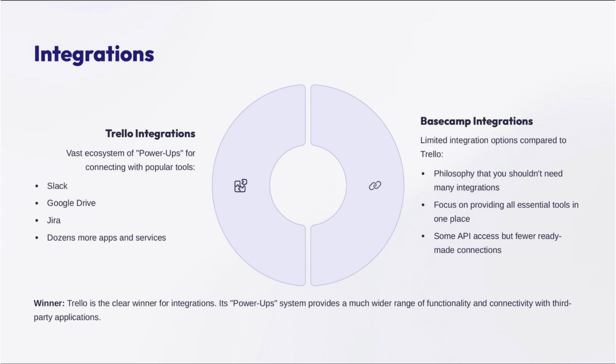Integration capabilities show a clear winner. Trello's Power-Ups ecosystem connects with hundreds of popular tools like Slack, Google Drive, Jira, and dozens more. It's designed to play well with your existing tech stack. Basecamp takes a different philosophical approach. They provide fewer ready-made integrations because their goal is to be the one place where everything happens. Some API access exists, but the focus is on reducing your need for multiple tools rather than connecting them.